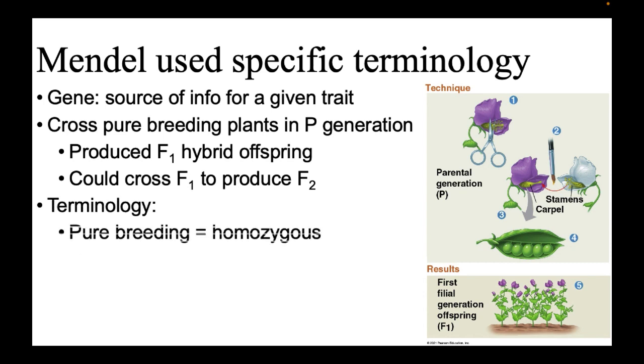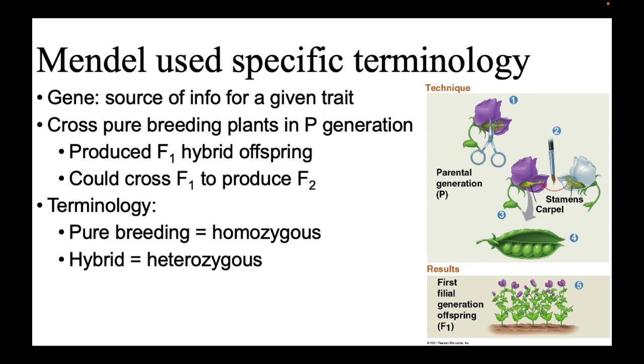So, some of these weird words. Pure breeding is what we would call being homozygous. What we mean by homozygous is your copies, because remember, everything shows up in pairs, are the same. Homozygous means the zygote, the baby, the you, is the same. So for the gene, you have the same alleles. Hybrid means heterozygous. So your alleles are different.